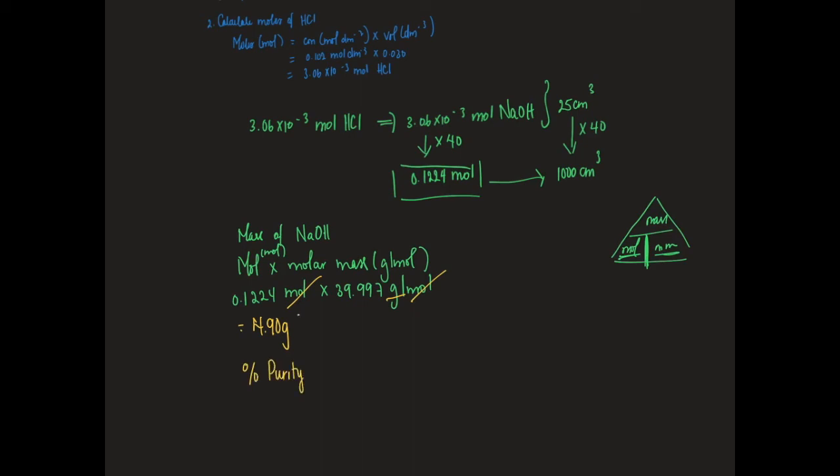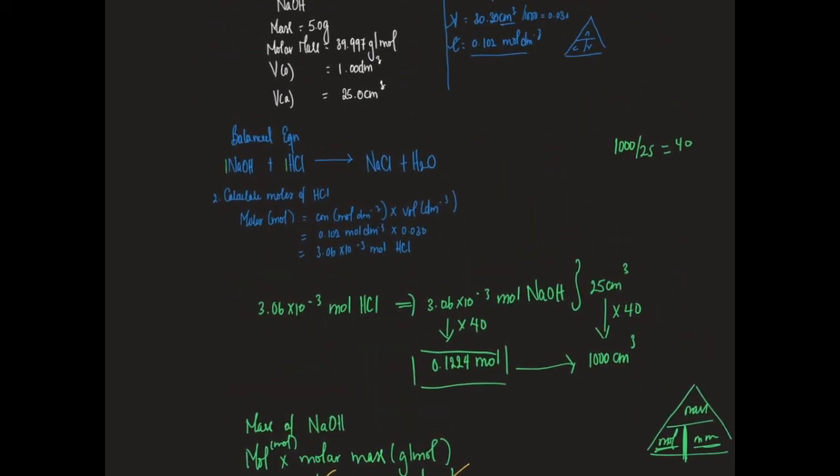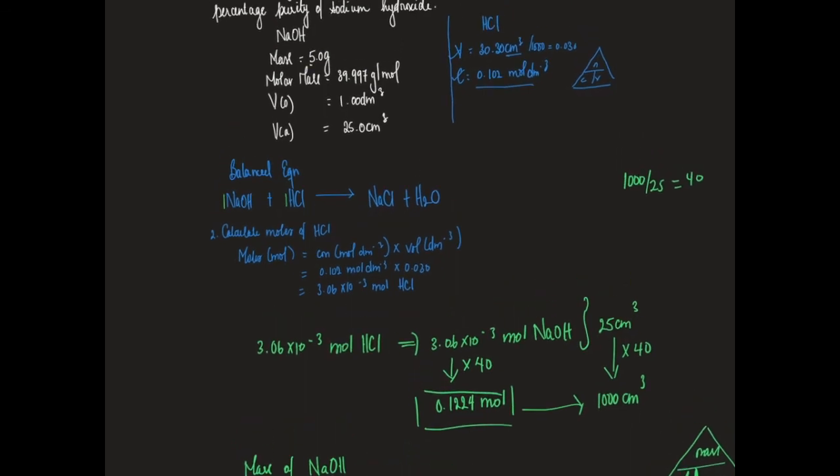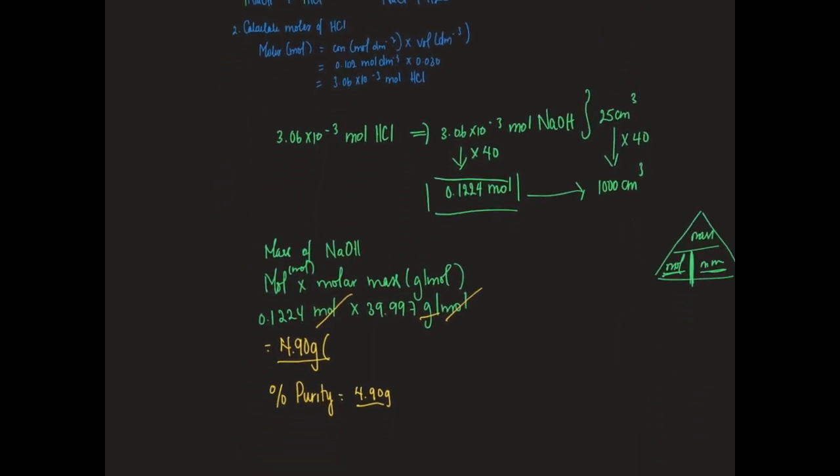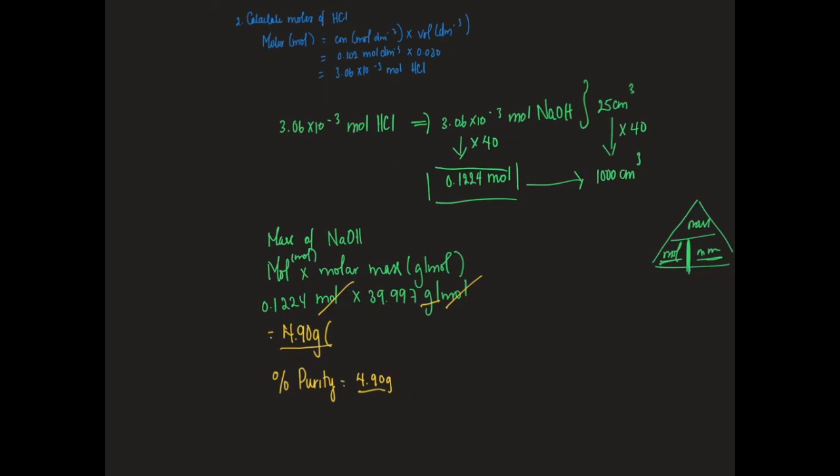And we know that this here is the actual yield. So it is 4.90 grams. And the theoretical yield, we wrote it down at the beginning. It's 5.0 grams. And we're going to multiply that by 100, and that is going to be equal to 98%. So that is your percentage purity.